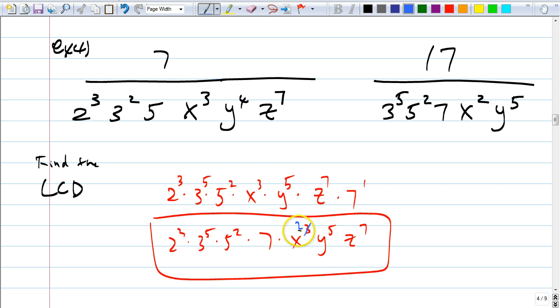Why can't I use x to the 2nd here? Because we got x to the 2nd, x to the 3rd. Aren't we looking for the smallest number? Why do we not choose x to the 2nd? Why do we choose x to the 3rd?